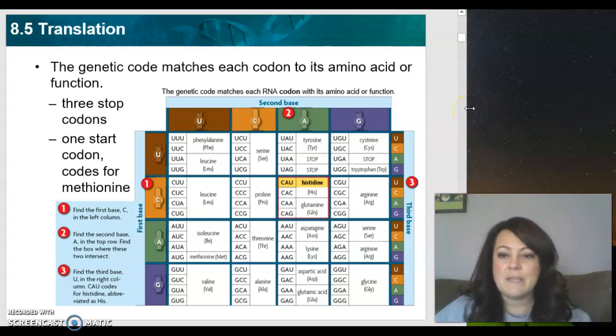The first step is you find the first letter in that 3-letter codon. So let's say it's AUG. Your first letter would be here. So here's my A. The U is in this column, so it's got to be somewhere in this box. And then the G, the third base, is over here. So AUG codes for methionine.